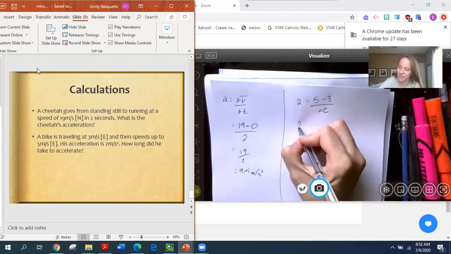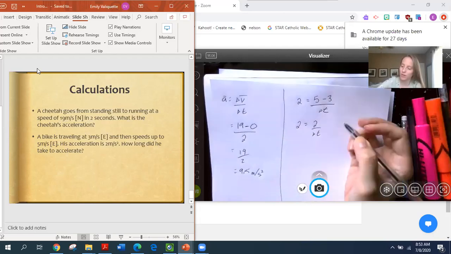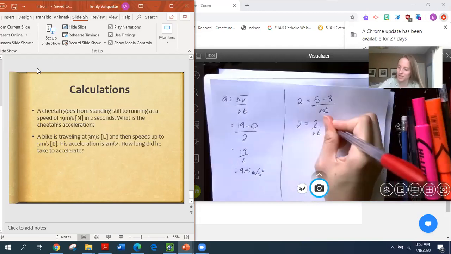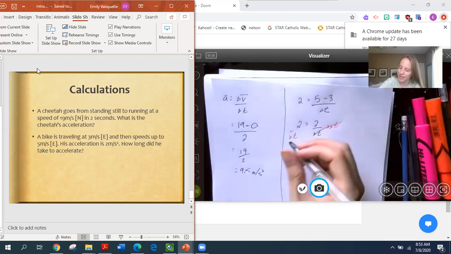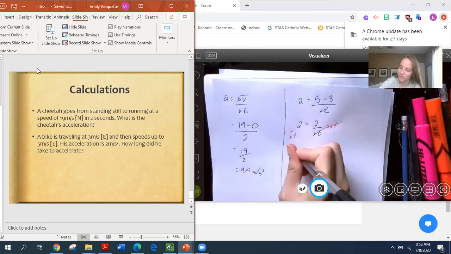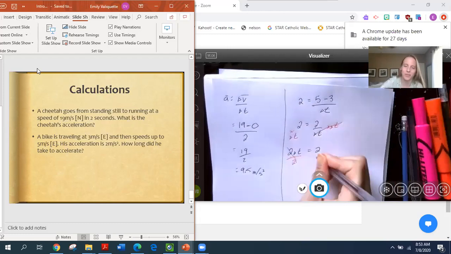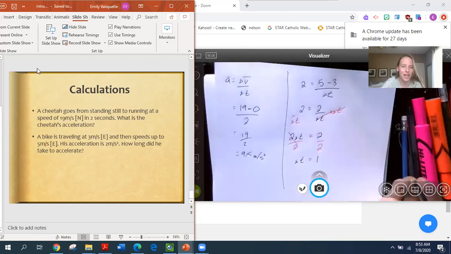So that gives me 2 equals 5 minus 3, which is 2, over delta t. Of course, whatever is on the bottom of the fraction needs to be the thing that moves. So I multiply by delta t. And what I do to one side, I must do to the other. So that leaves me with 2 times delta t equals 2. And then to isolate our variable, I divide by 2, which leaves me with 1 as my change in time. And because we're dealing with meters per second and meters per second squared, my time is in seconds.